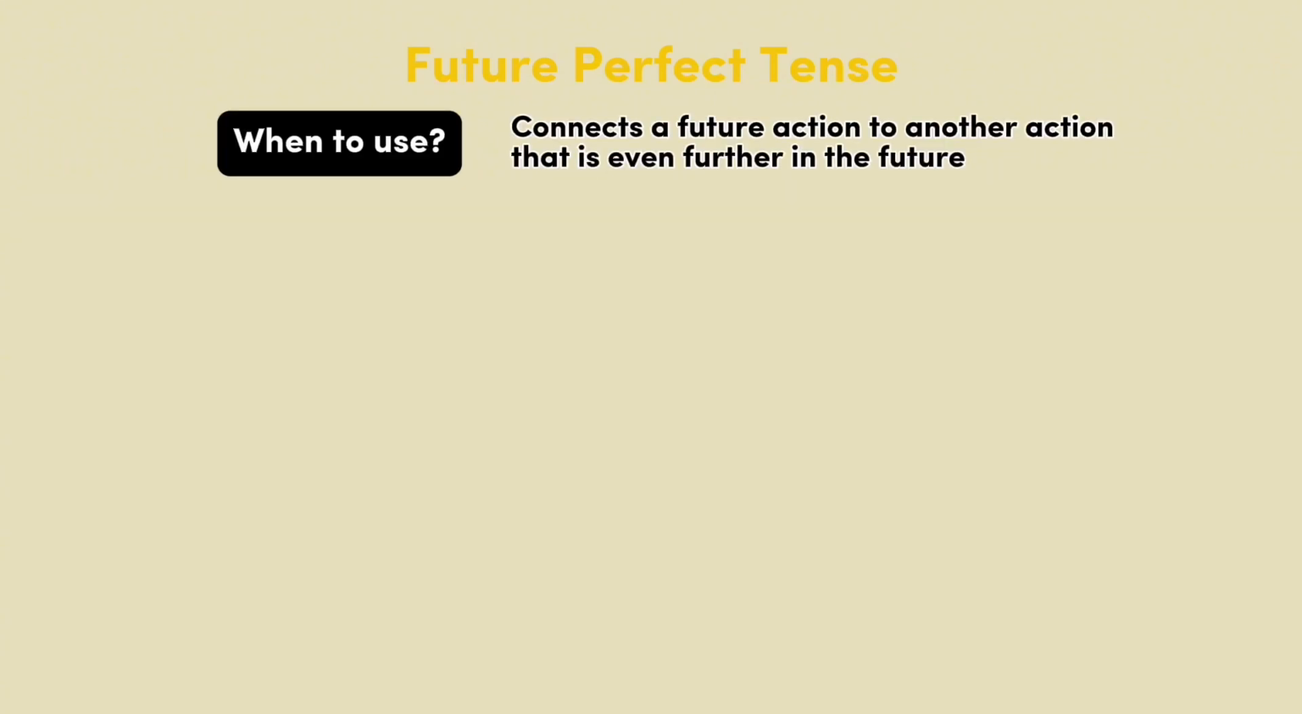The perfect future tense, also known as the future perfect tense, connects a future action to another action that is even further in the future. In simpler terms, it indicates that one future action will be completed before another future action.